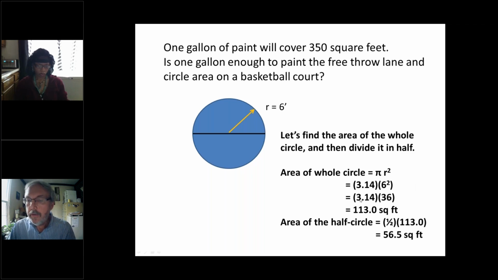Okay, so if we were to multiply 3.14 times 36, and then round it to 1 decimal place, we end up with 113 square feet. And that's for the whole circle. But we really only have to paint this half circle, since this stuff is already in that big rectangle that we already figured out. So we just have a half circle. So half of 113 is 56.5 square feet. So now we know all we need to know to figure out how much area we have to paint.